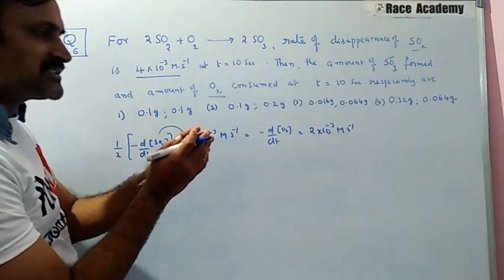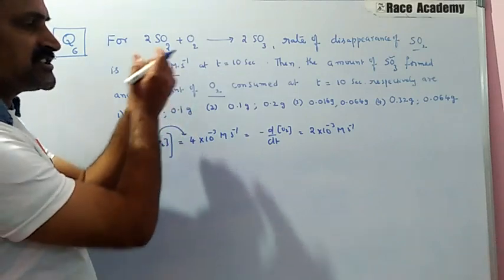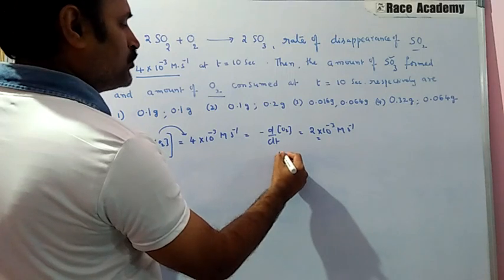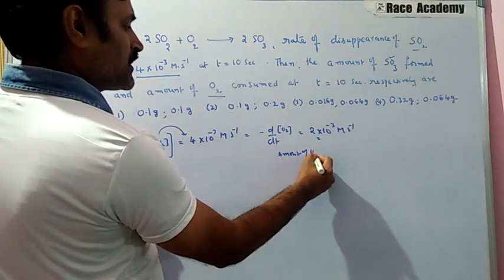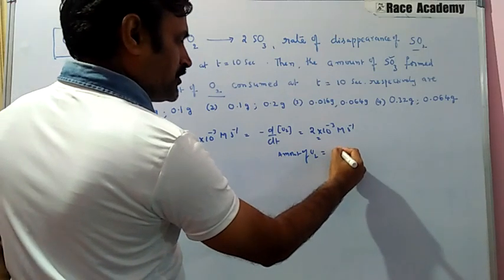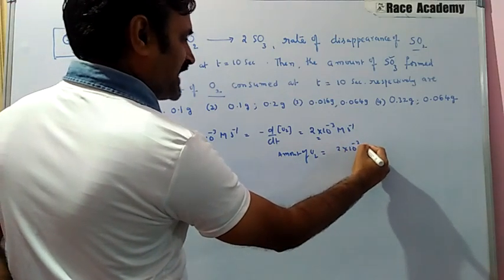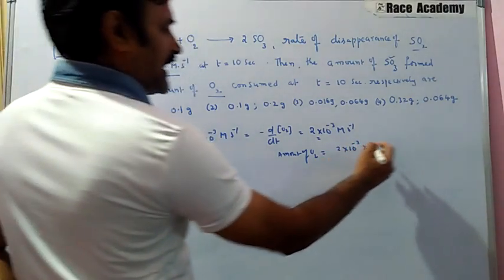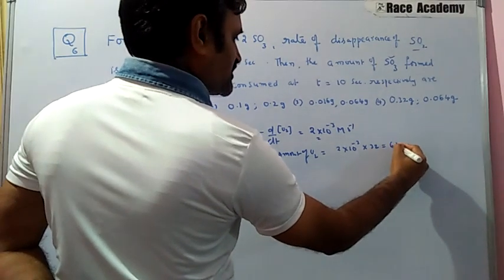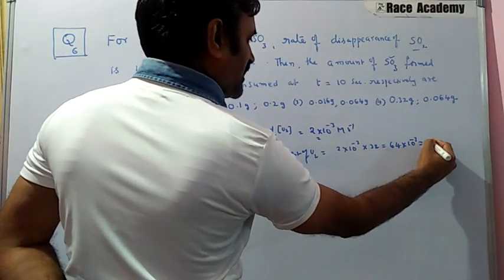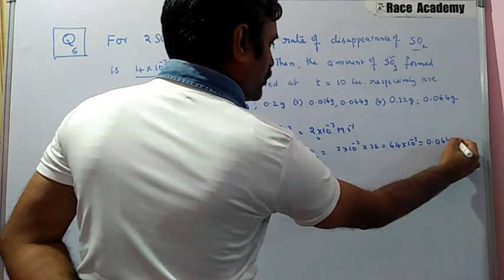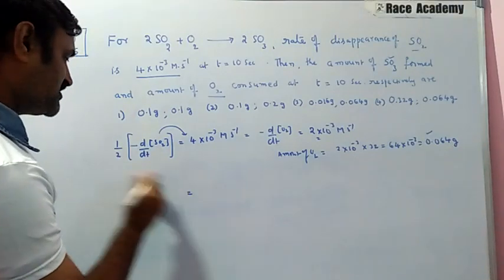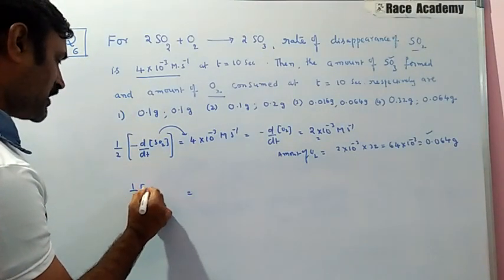It indicates that this is the concentration of O2 in this equation. That means, what is the amount of O2? Amount of O2 is equal to its molarity, 2 into 10 power minus 3, into the O2 molar mass, 32. Then it becomes 64 into 10 power minus 3, that is 0.064 grams, for O2.